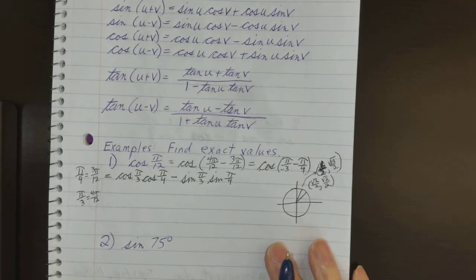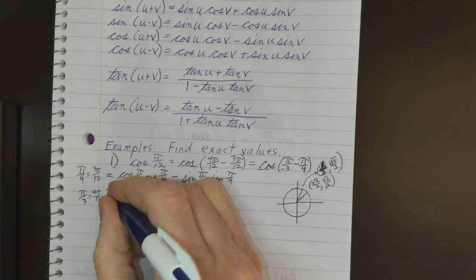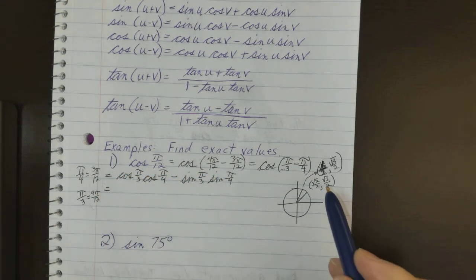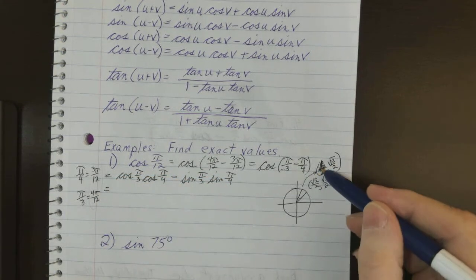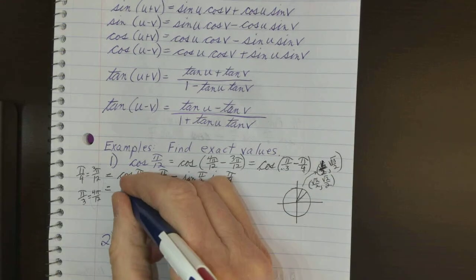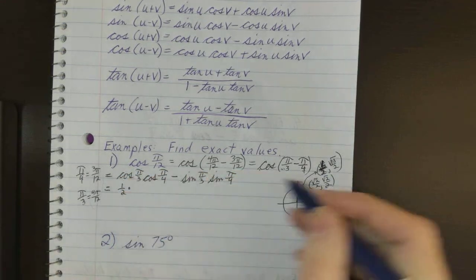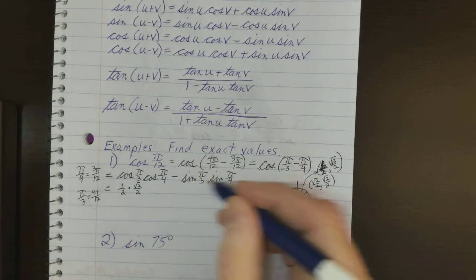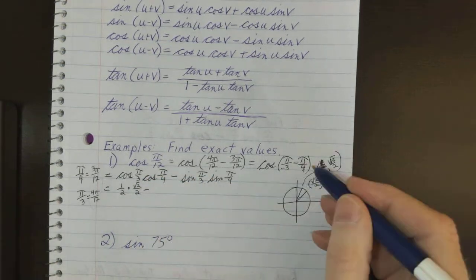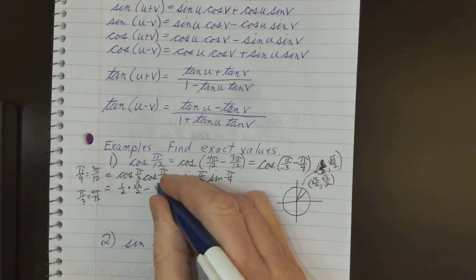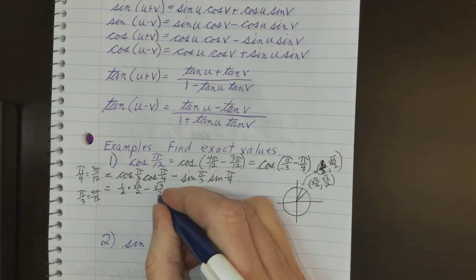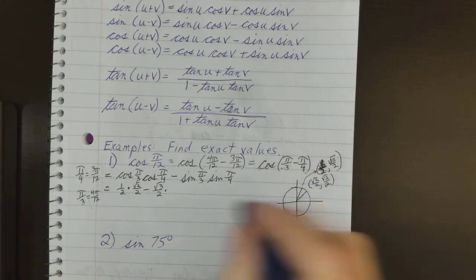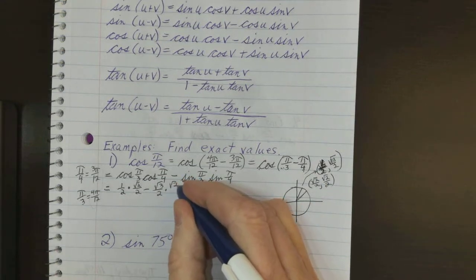Okay, I am writing on the paper there. Checking the frame there. Now cosine of pi over 3, that's right here, is 1/2. So I got 1/2 times cosine of pi over 4, square root of 2 over 2, minus the sine of pi over 3, which is square root of 3 over 2, times the sine of pi over 4, which is square root of 2 over 2.